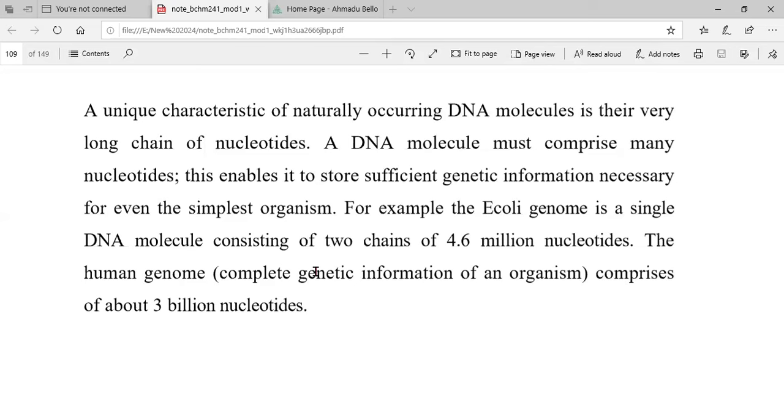For example, if you look at Escherichia coli, E. coli, the genome of Escherichia coli is a single DNA molecule consisting of two chains of 4.6 million nucleotides. But if we look at the human genome, when we say genome, the complete genetic makeup of an organism is what we refer to as the genome, the human genome comprises about 3 billion nucleotides.